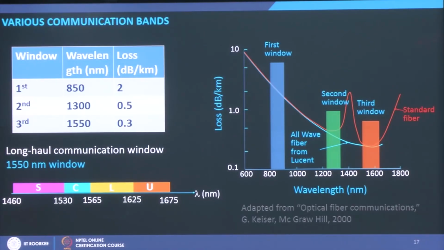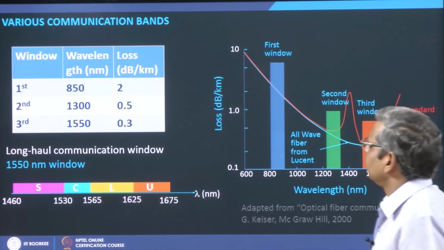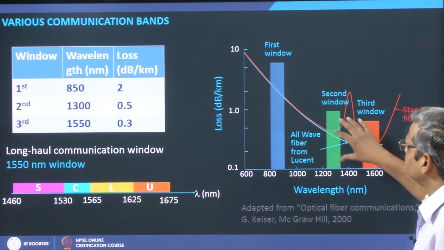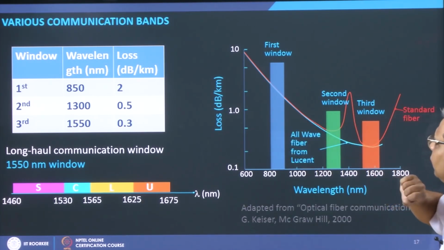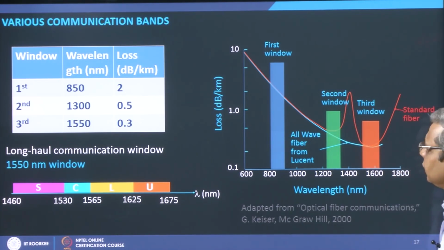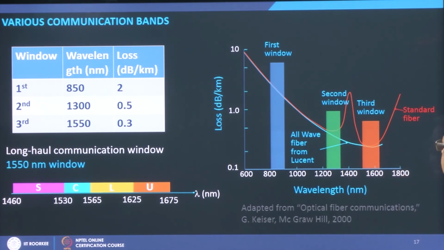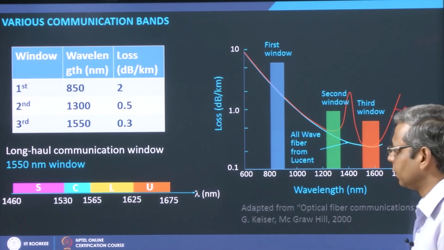These are various communication bands. Here I can see the attenuation curve and various communication bands. This is the first window, which is centered around 850 nanometer wavelength. This is the second window, which is centered at 1300 nanometer wavelength and has a loss of typically 0.5 dB per kilometer, and this is the third and latest window, which is used in long haul telecommunication, centered around 1550 nanometer wavelength and has a loss up to 0.3 dB per kilometer.